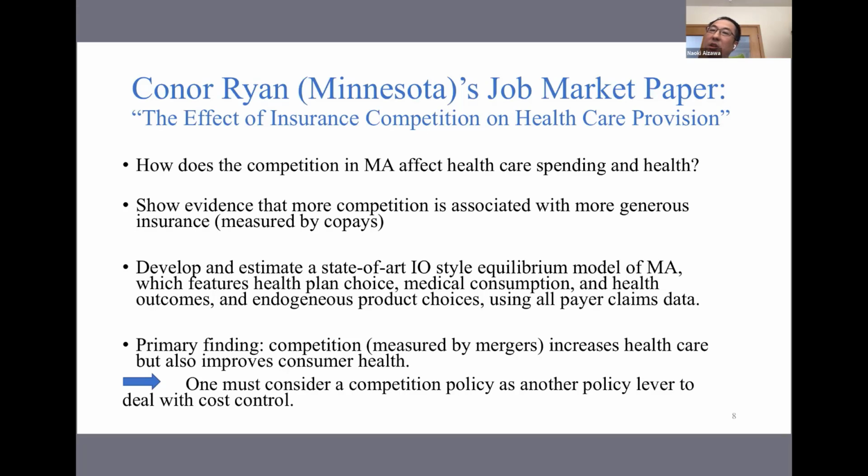He then developed a state-of-the-art IO-style equilibrium model of Medicare Advantage, which features health plan choice, medical consumption, health outcomes, and also insurance product choice. And he estimates this complicated model very cleanly using all-payer claims data. The bottom line is that competition, measured by mergers, actually increases healthcare spending but also improves consumer health. So that suggests that competition policy is another policy lever to deal with cost control that maybe we want to think hard about in this Medicare Advantage literature.